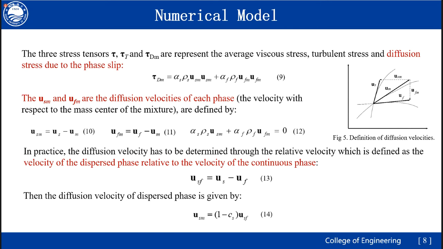We can use U_SF equals U_S minus U_F, so we can get the velocity of the dispersed phase relative to the velocity of the continuous phase. Usually it's easier to get the continuous phase velocity, and then we can get the diffusion velocity of the dispersed phase, which is equation 14. And so we get U_SM, and we can use U_SM here in equation 9.